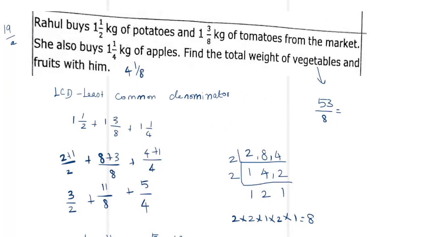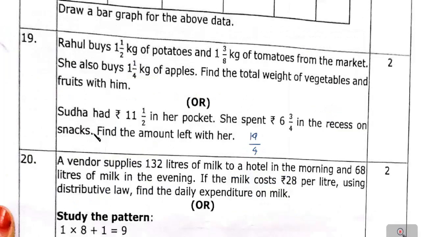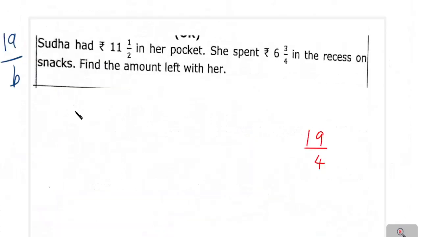Okay. Next question. Shudha had 11.5 in her pocket. She spent 6 3/4 in the recess on the snacks. Find the amount left with her. To find the amount left with her, we have to subtract this value from this value. So we can do it. 11 1 by 2 minus 6 3 by 4.